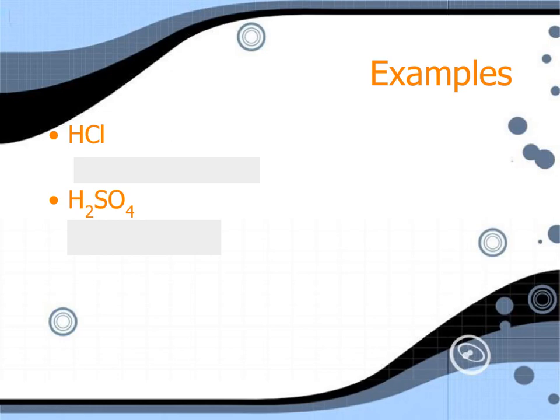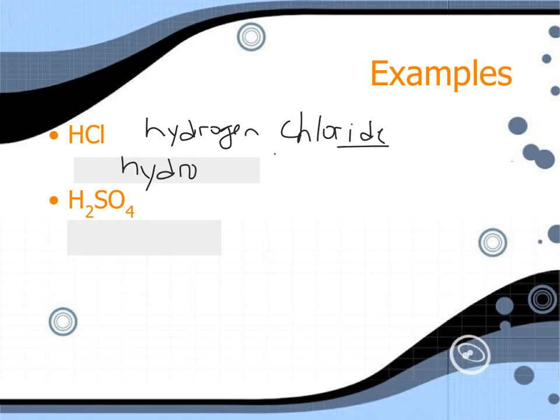The first one is hydrogen chloride. Since it ends in an IDE ending, that means that there's a hydro in front. If it were an ATE ending, there would be no hydro. So we start with hydro, and then the stem or the root of the anion is chlor, and then add an IC and then acid on the end: hydrochloric acid.